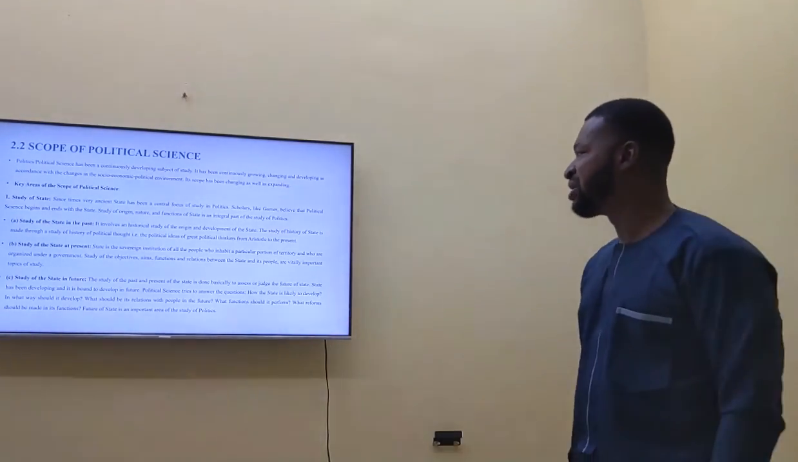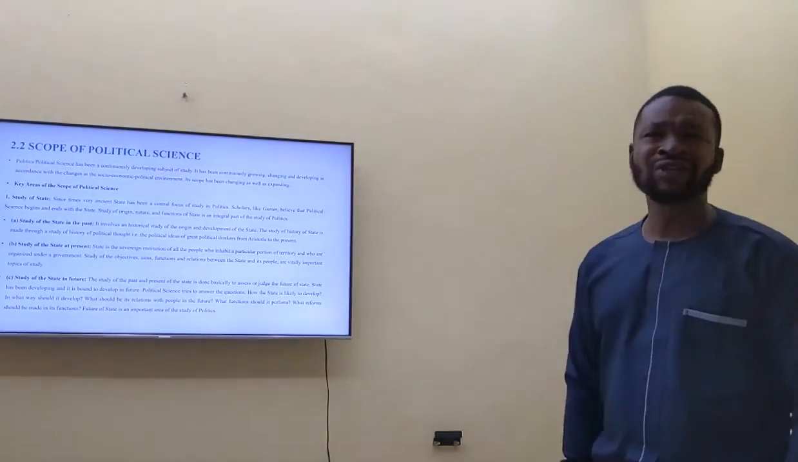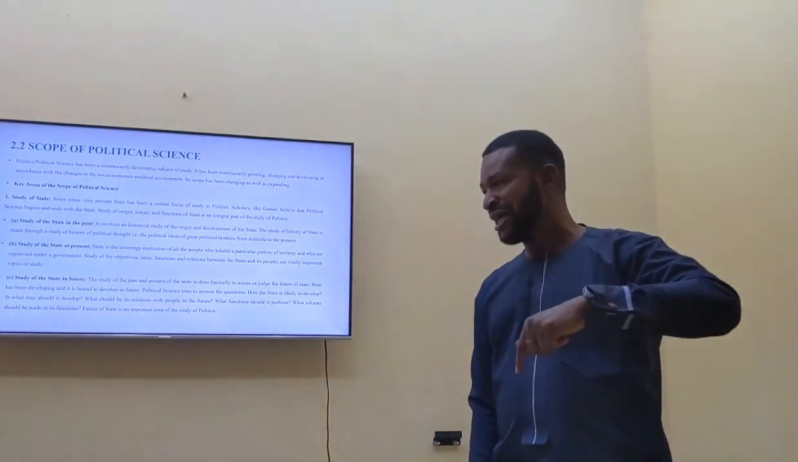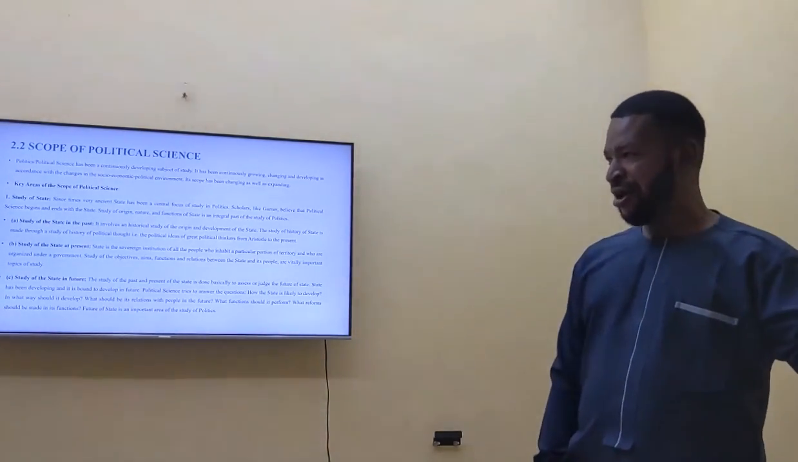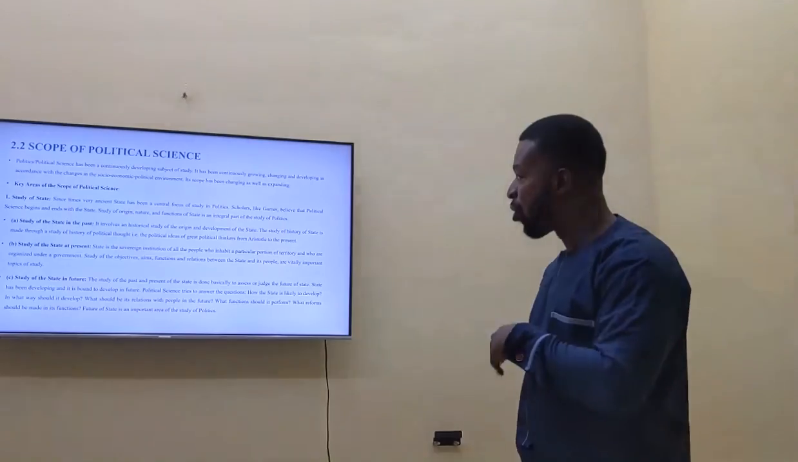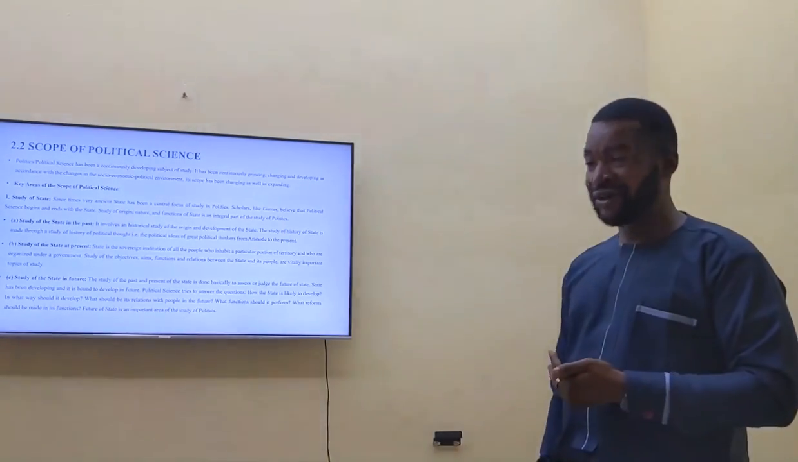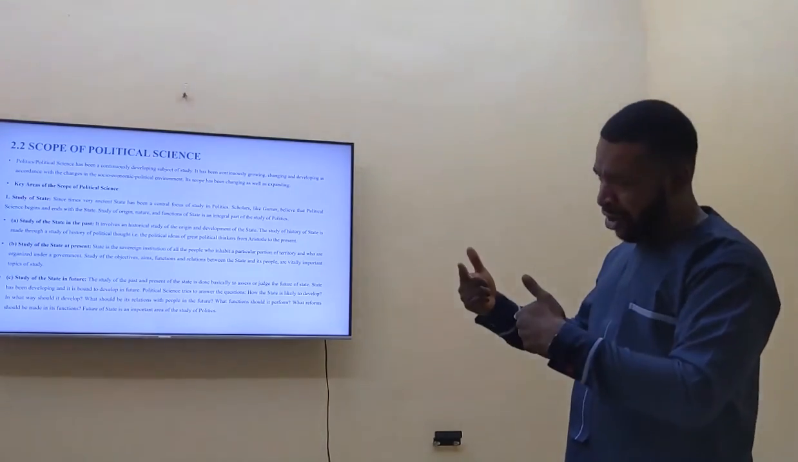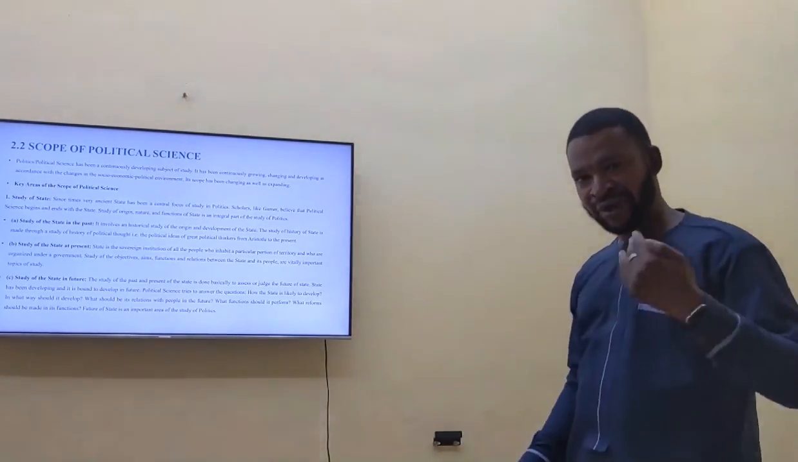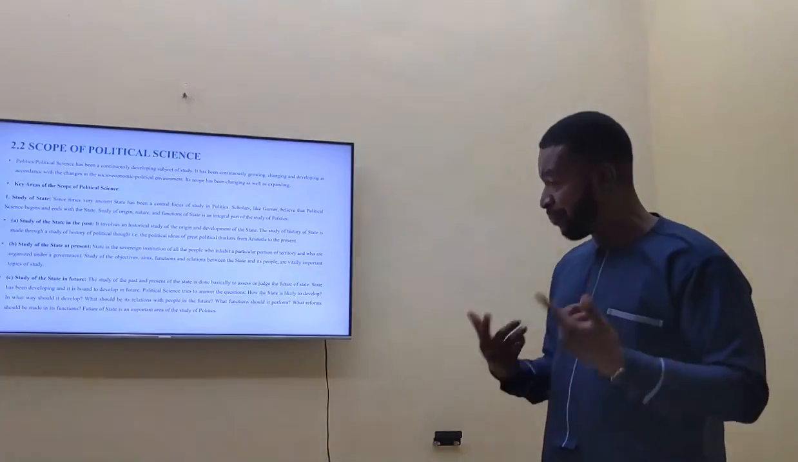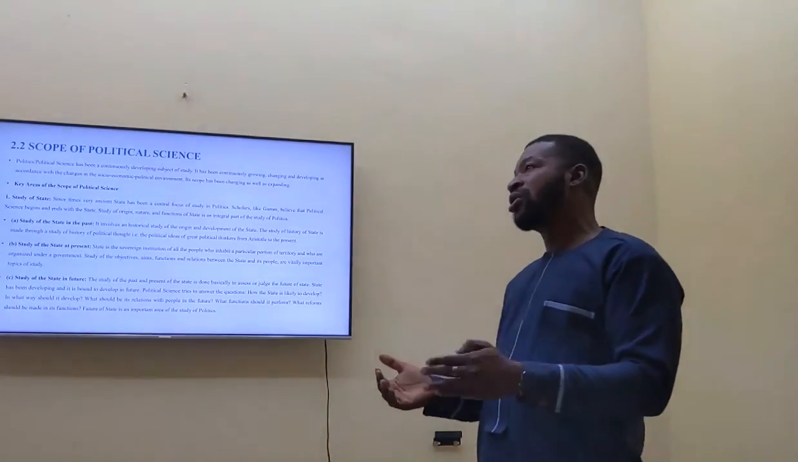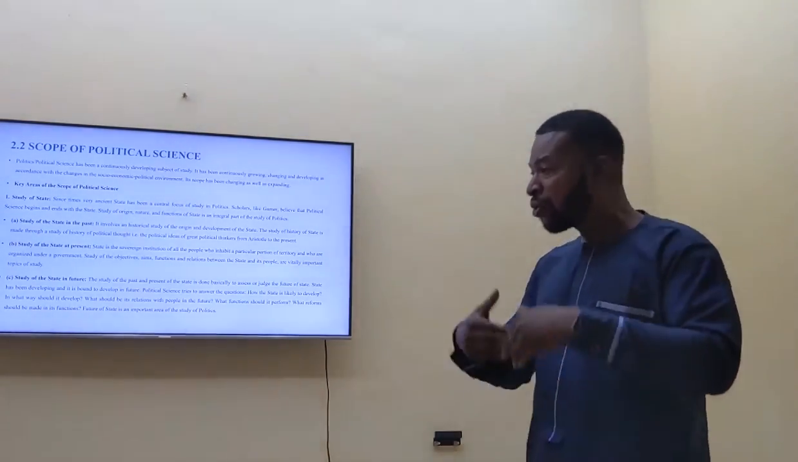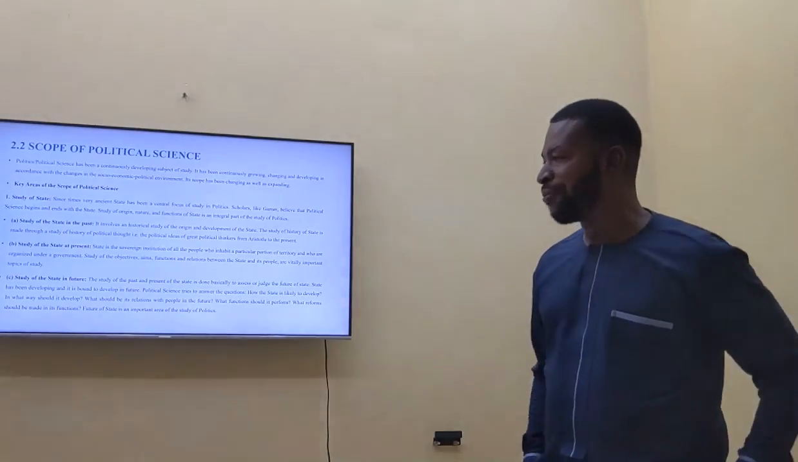Another scope is the study of the state in the past. There is no way you would want to study the state in the present without making reference to the past. For instance, if you want to study the state of Nigeria, we are going to look at our pre-colonial, colonial, and post-colonial studies. Pre-colonial is our political system in the pre-colonial era. What was our political system in the colonial era, and what's our political system in the post-colonial era?